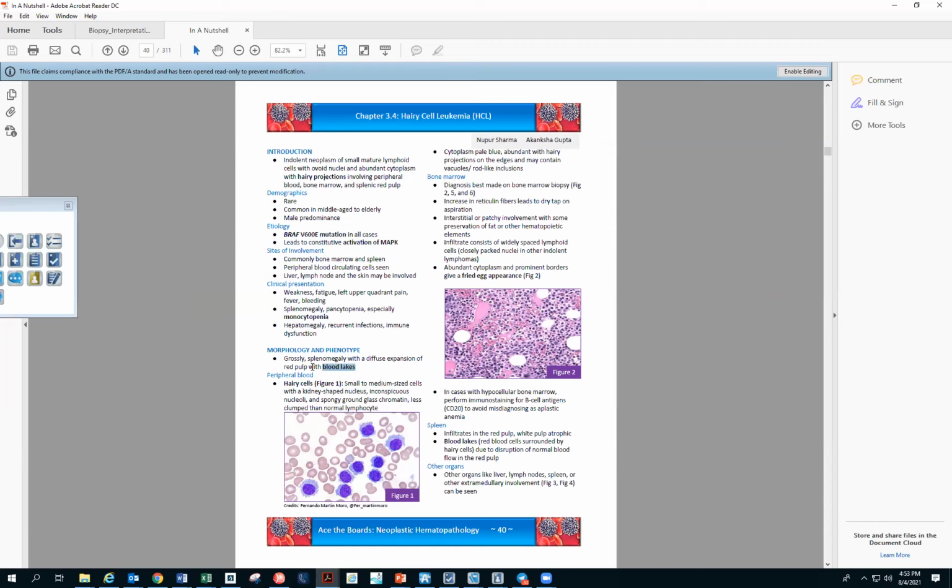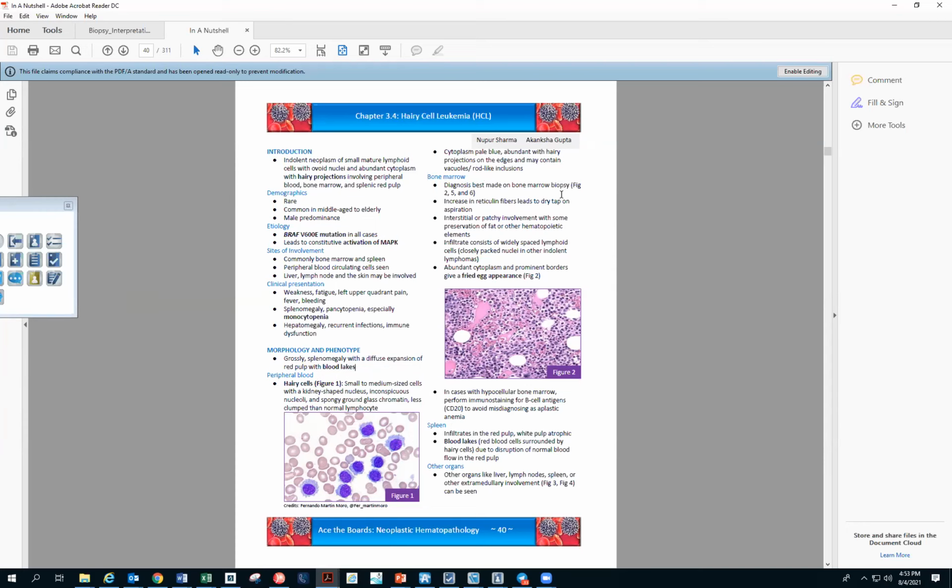Splenomegaly, there will be this in particular red pulp with blood lakes, which is kind of a buzzword that they use. Peripheral blood, hairy cells, so small to medium sized, with kidney-shaped nucleus. So this one may be kidney-shaped. Inconspicuous nucleoli, spongy ground glass chromatin, less clumped than normal lymphocyte. Cytoplasm is pale blue, abundant with hairy projections on the edges and may contain vacuoles or rod-like inclusions.